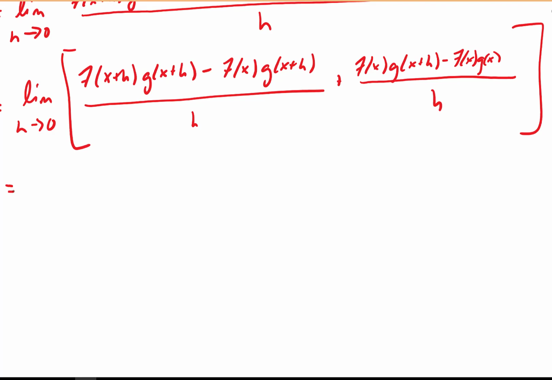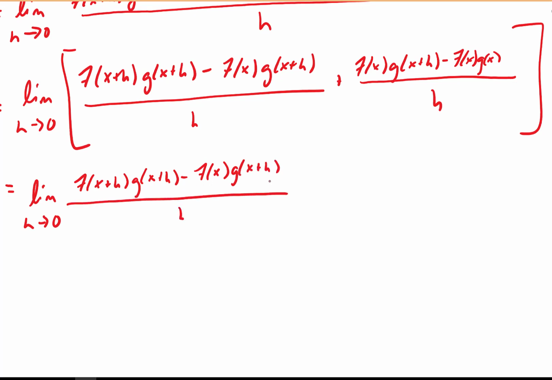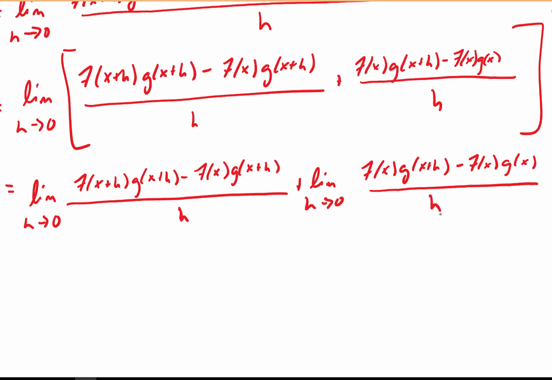Well, I can go ahead and let's take this property out on loan. Let's go ahead and distribute this limit over this sum here. So this gives me the limit as h approaches 0 of f of x plus h, g of x plus h, minus f of x times g of x plus h all over h, plus the limit as h approaches 0 of f of x g of x plus h minus f of x g of x all over h.